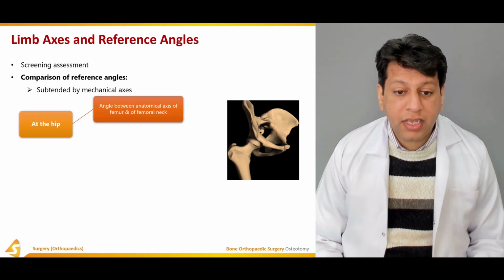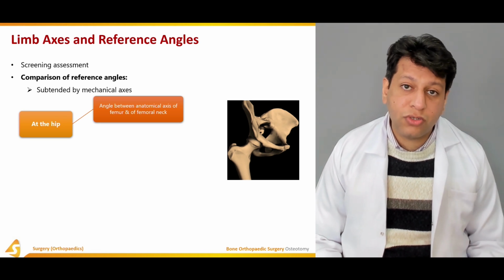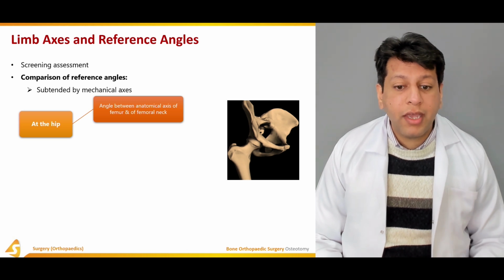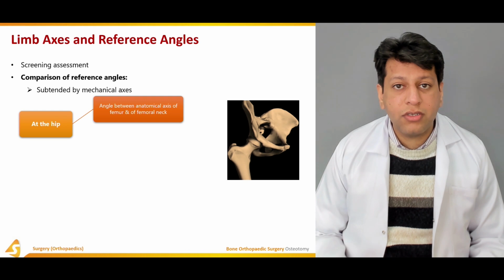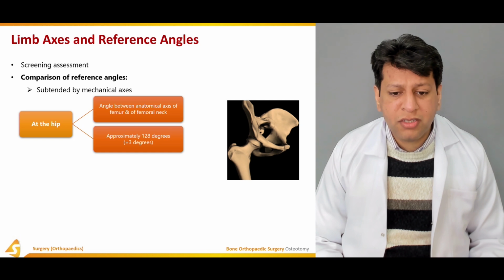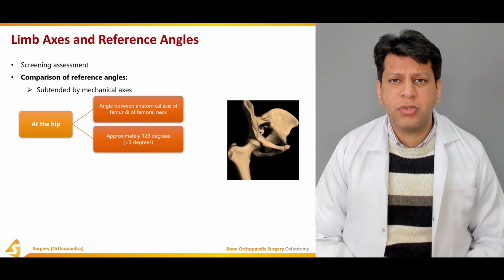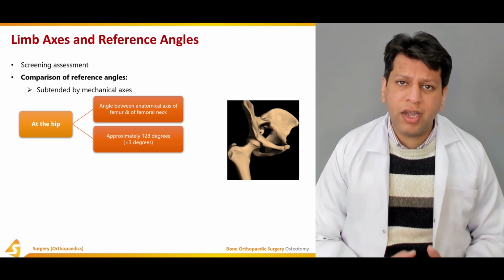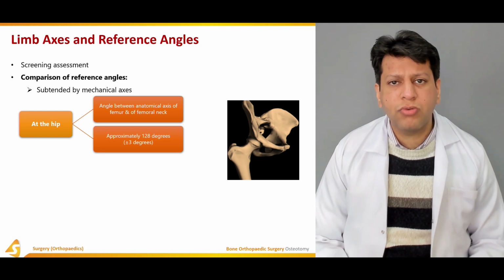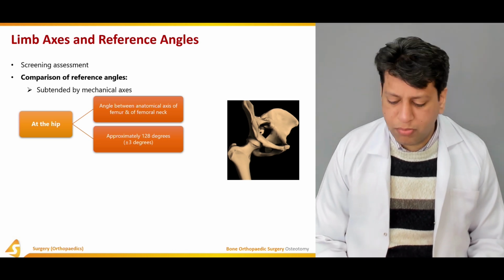At the hip, it's the angle between the anatomical axis of the femur and the femoral neck. As I just told you, the anatomical axis of the femur passes straight through the shaft of the femur, and the femoral neck axis is through the center of the neck of the femur. It's around 128 degrees plus or minus 3 degrees. On average, some books take 135 as normal, some take a range of 120 to 140 as normal. There is always slight variation in different populations, but this is usually taken as normal.